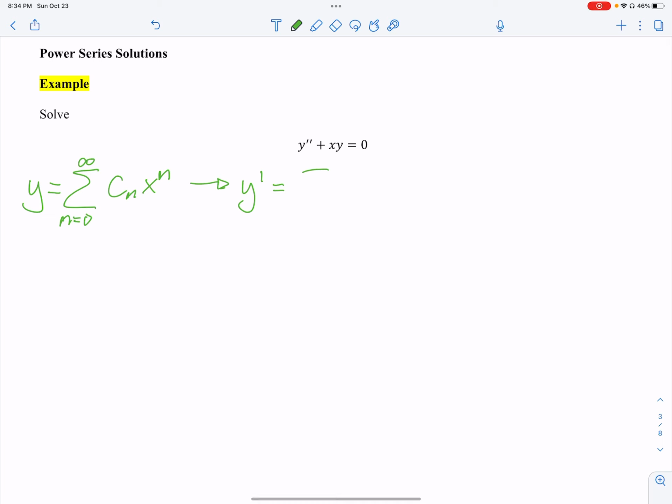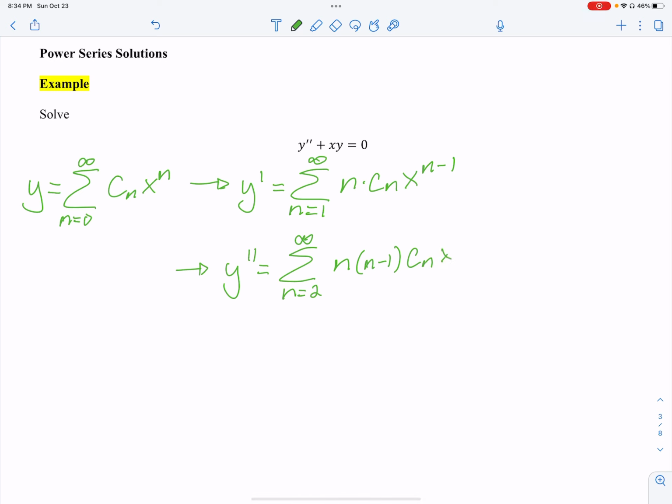We learned in that first video that we up our index by 1, and then we take the derivative of the inside. So the n comes down times c_n x^(n-1). We can then take the derivative of that, and we have the summation with the index going up again. And I take the derivative of the inside, so n times (n-1) times c_n x^(n-2). Same as our normal derivatives, the only thing is we're working inside of a summation.